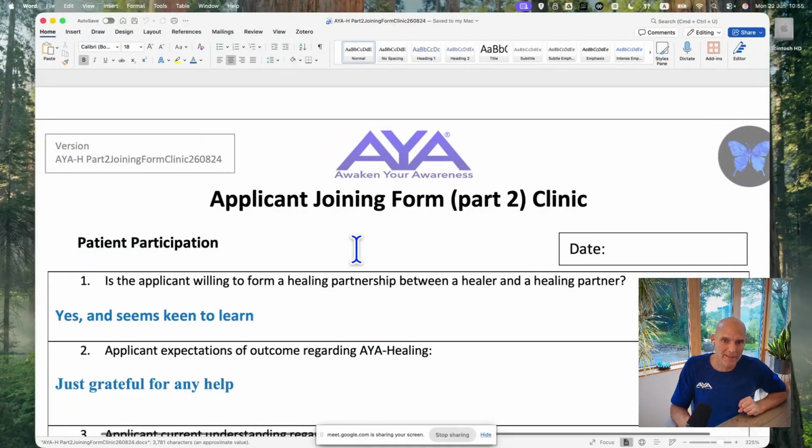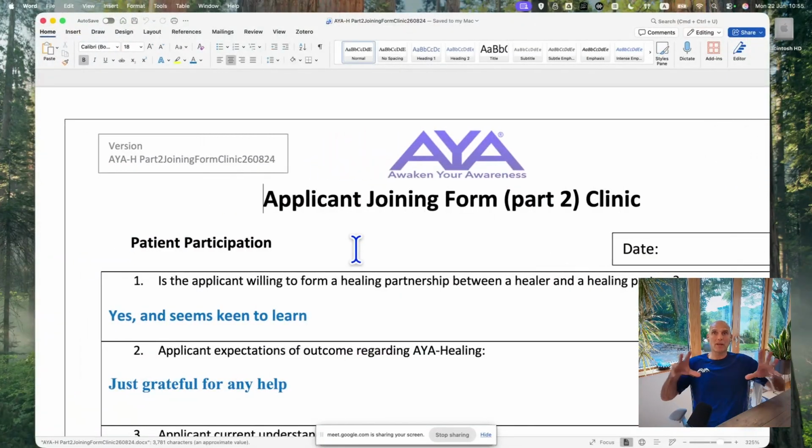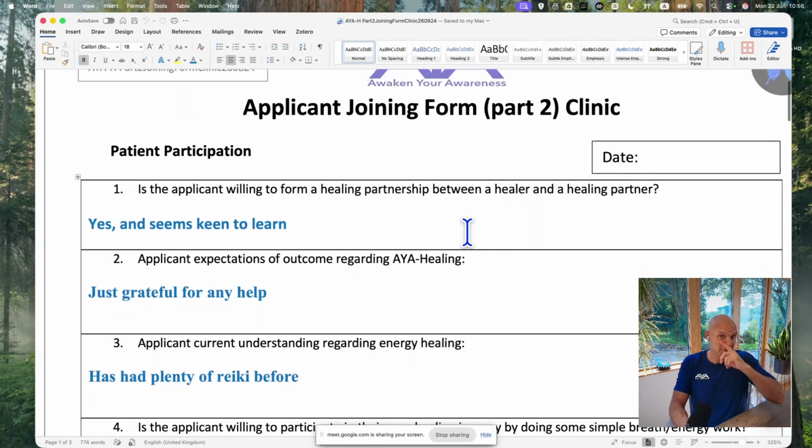So this is where, in the role-playing exercise assignment in 2 weeks' time, you're going to be doing the initial meeting and then filling out joining form part 2 and the structuring the healing journey form. So this is using our case study. The meeting has been held and the form has been filled out. So let's go through it.